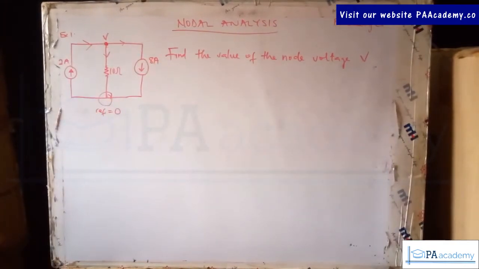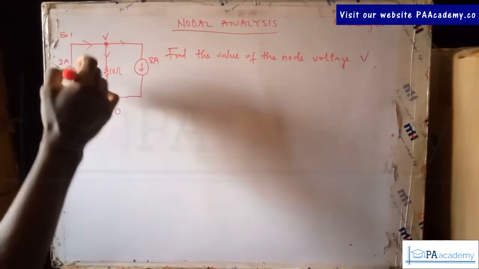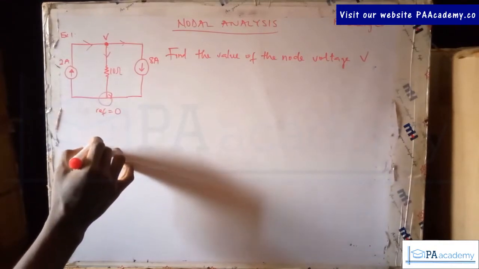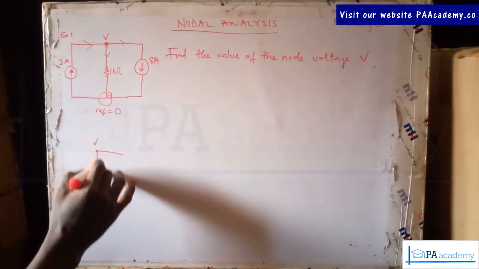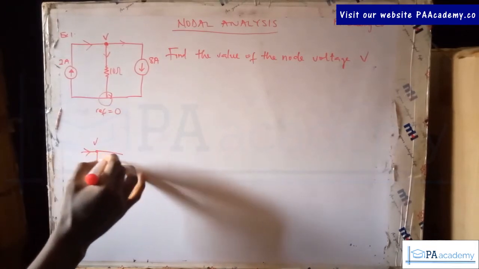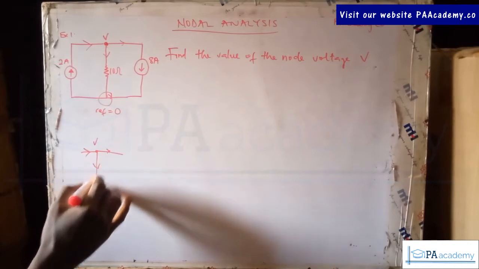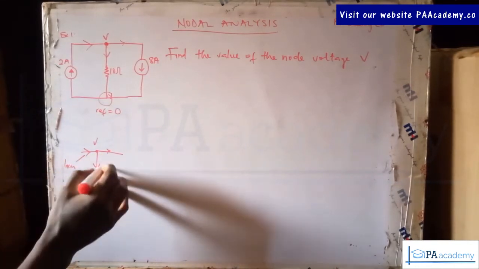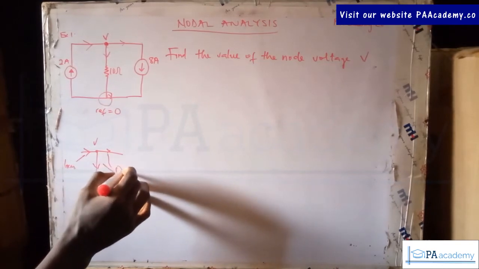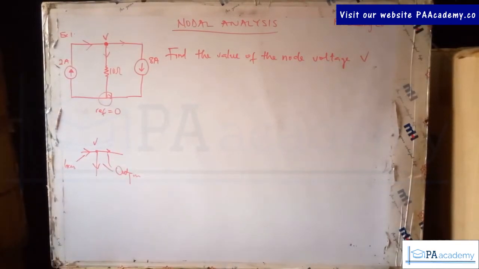Exactly. So you can pick a random direction. Once that is done, what it simply means is that on this node V, we have one incoming current. So this one is incoming, and these two are outgoing currents. So you have to note that.